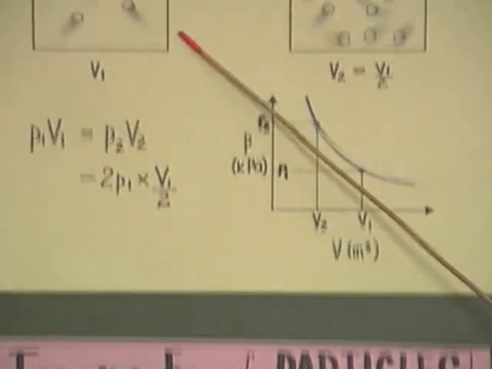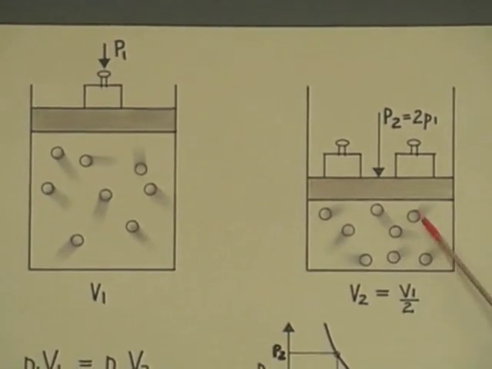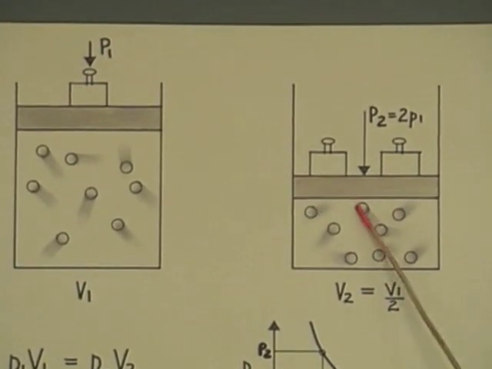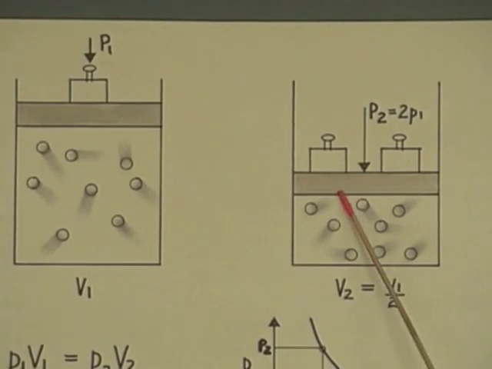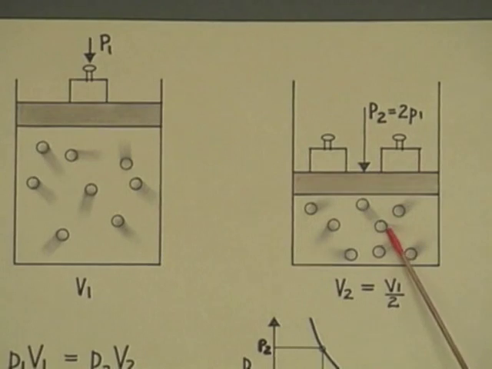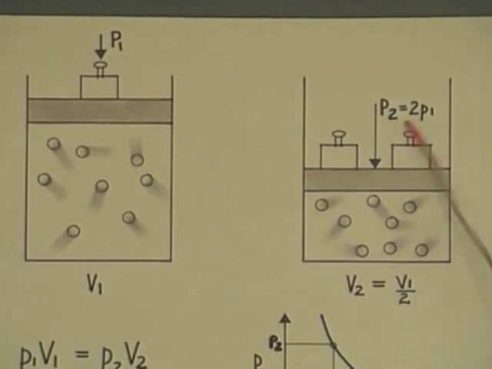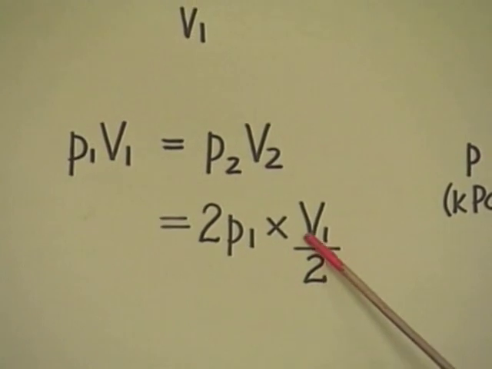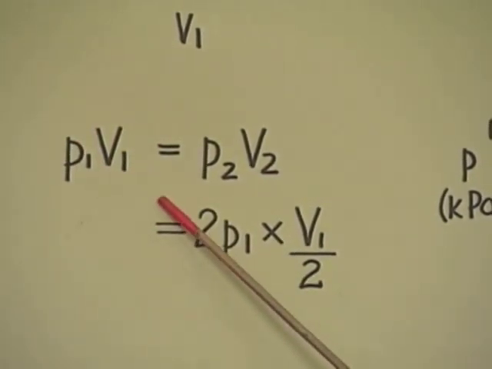And then, if we halve the volume, it means that the molecules now move in half the space, and because they move at the same velocity, they will collide twice as often. In other words, we'll have double the number of collisions per second per unit area on the bottom of the piston, and therefore the colliding particles can now support double the pressure. The pressure is doubled. If we look at this formula, which represents Boyle's law, we see if the pressure is doubled, the volume is halved, so that we get the same product P1V1, which remains constant.